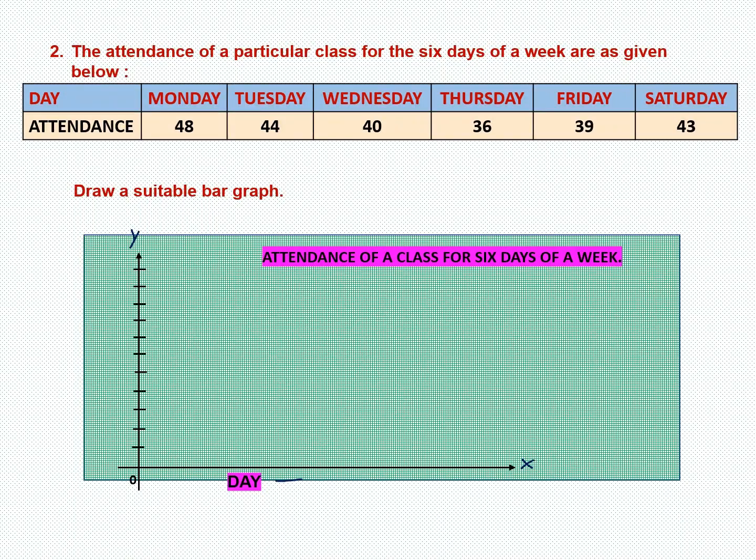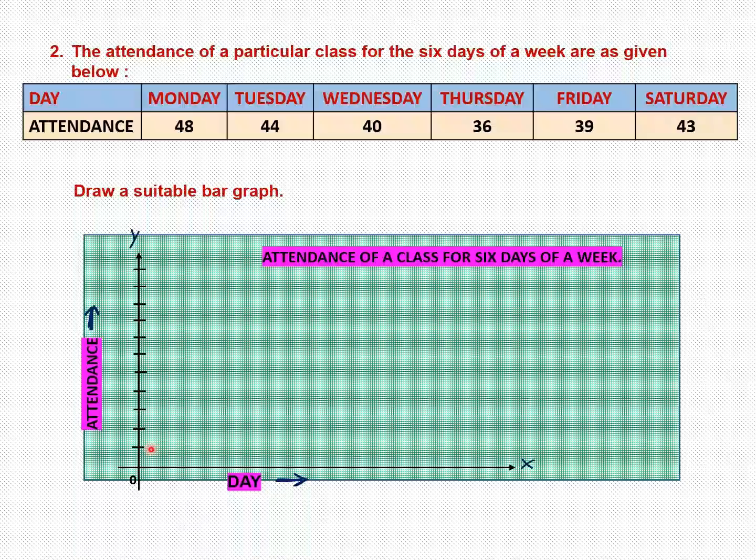Now this you can take it from your table given to you. The first set of values is day, first row, day of the week, Monday, Tuesday, Wednesday. So we're going to show day on the x-axis, and on the y-axis, what are we showing? From small to big, the numbers we're going to show, that is the attendance. Now we need to think of a scale. Scale is 1 centimeter on the y-axis. What is it going to represent?